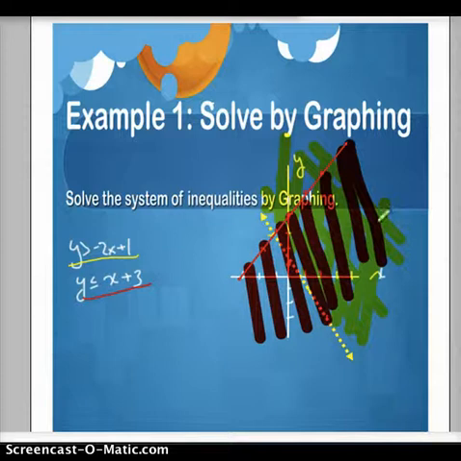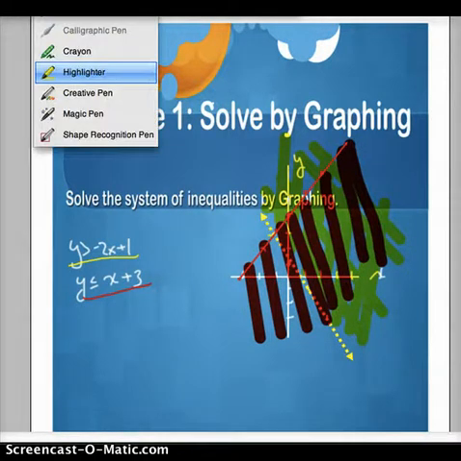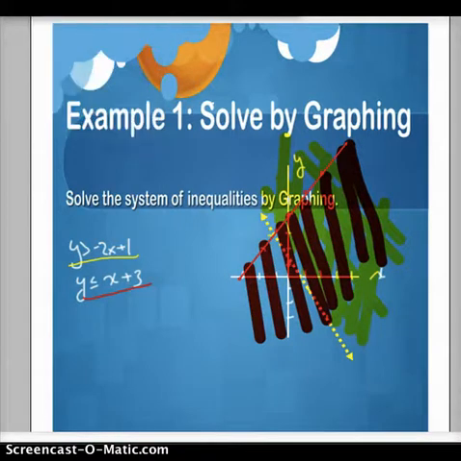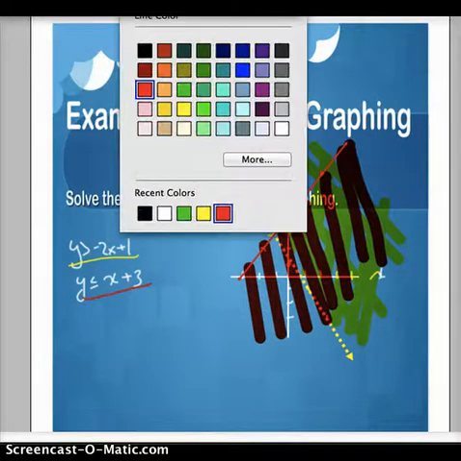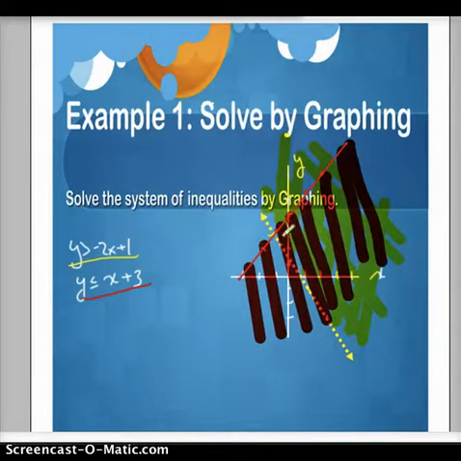Anyway, shading below this red line shows me that I have an overlap, and that means that there is a solution area. The solution area, let me see if I can use another color. The solution area is going to be the highlighted area in white. So I'm going to basically try to show you this all in here. Nope, that's not going to work.